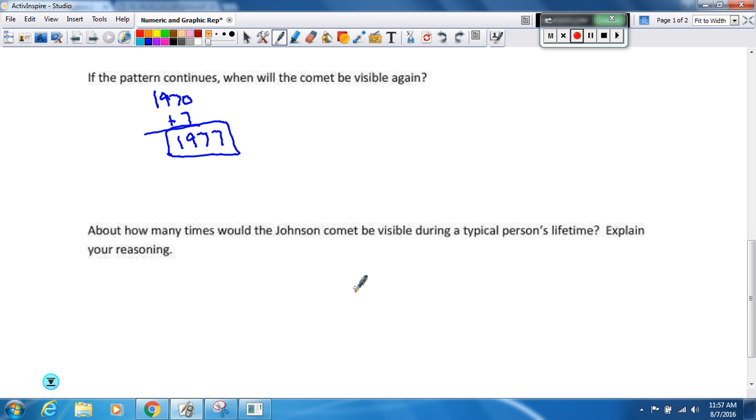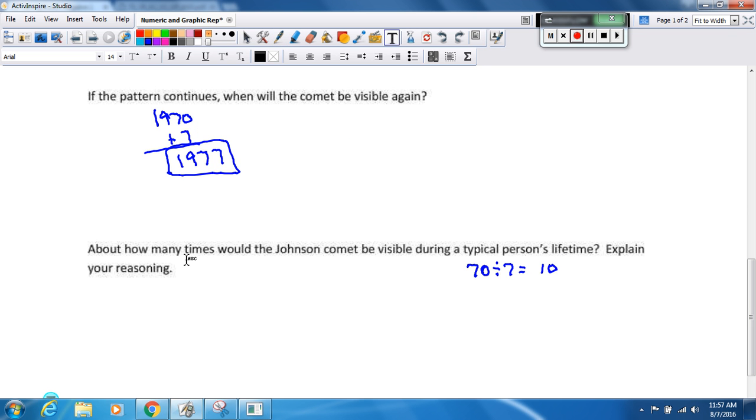About how many times would the Johnson comet be visible during a typical person's lifetime? Explain your reasoning. Okay, a typical person lives to be about 70 years old, and since it's being seen every 7 years, 70 divided by 7 is 10. So here would be the answer to that one, and it asks us to explain our reasoning.